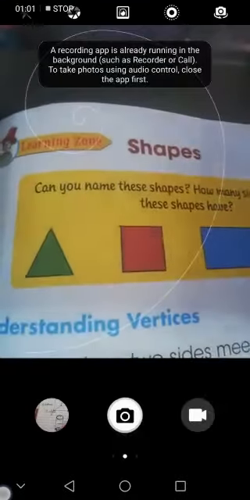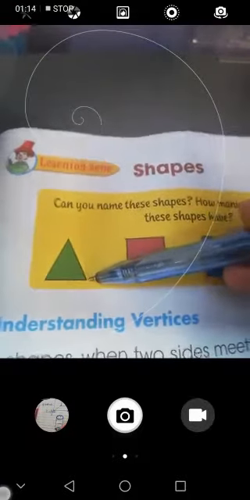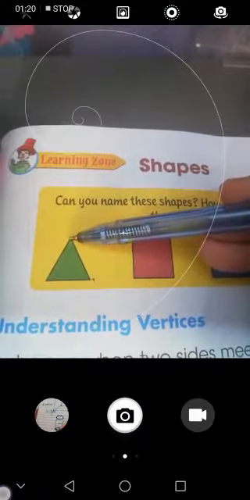I also told you about the vertices. What is a vertex? Yes, good. Vertices are the points where two lines meet. How many vertices does a triangle have? 1, 2, 3. There are 3 points where two lines are meeting, and the point is called a vertex. Singular is vertex and plural is vertices.